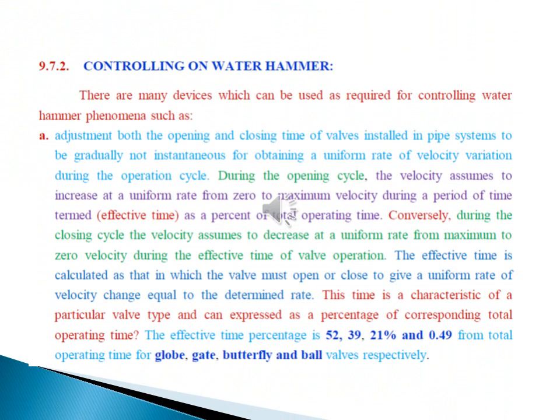Look, my dear, how to control the water hammer phenomena in irrigation systems. Really, there are many devices which can be used as required for controlling water hammer phenomena, such as adjusting both the opening and the closing time of valves installed in pipe systems to be gradual, not instantaneous, for obtaining a uniform rate of velocity variation during the operation cycle.